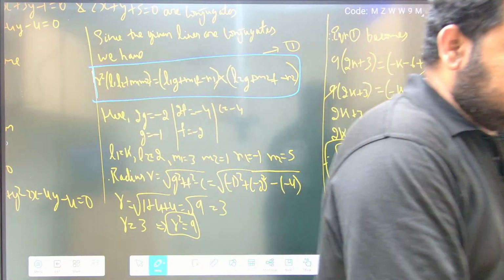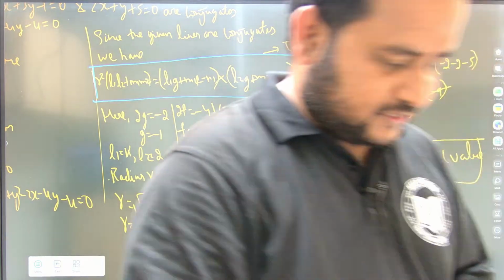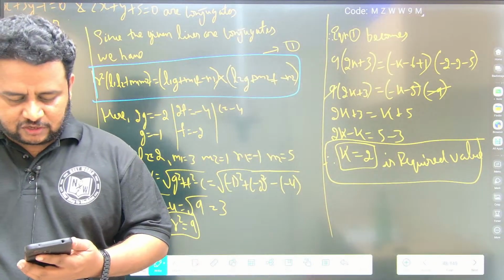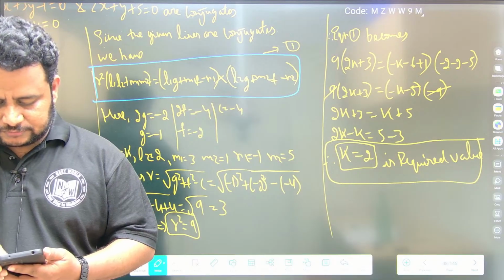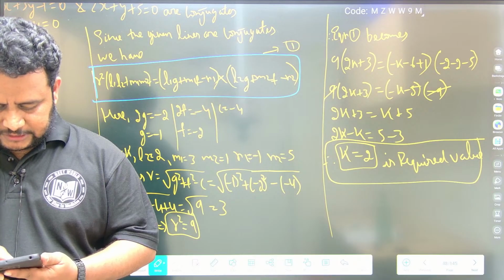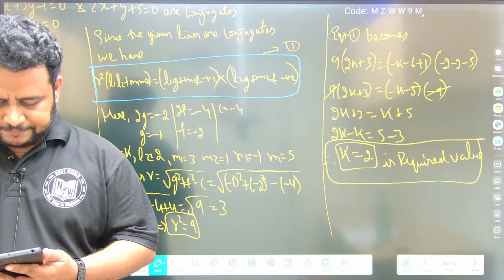Clear? This is how you have to solve this question. K is equal to 2 is the final answer, friends. I hope it is clear to all of you when it comes to this question. Yeah, got it. I am audible and I am visible clearly. Fine, that's nice. Okay. Clear?